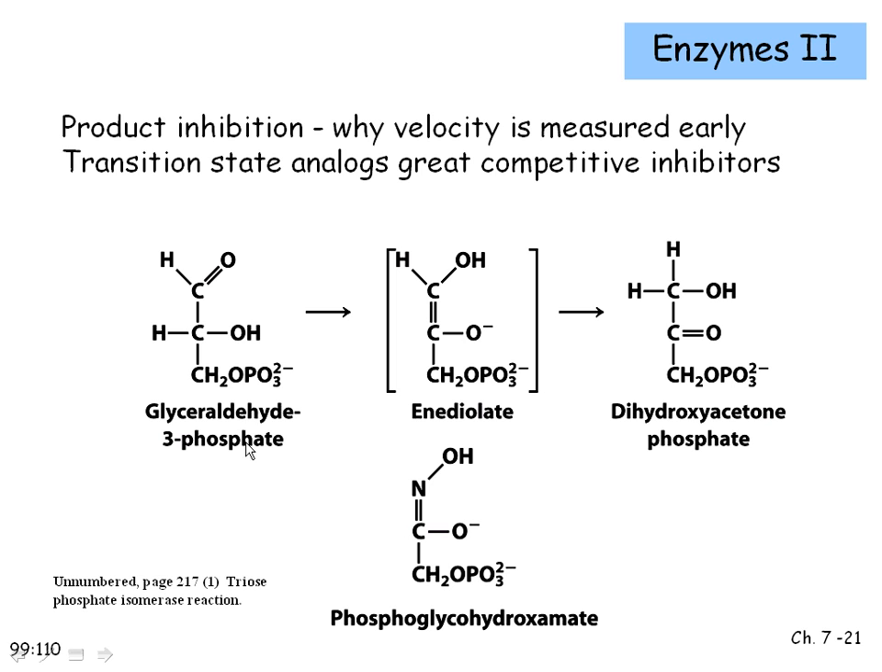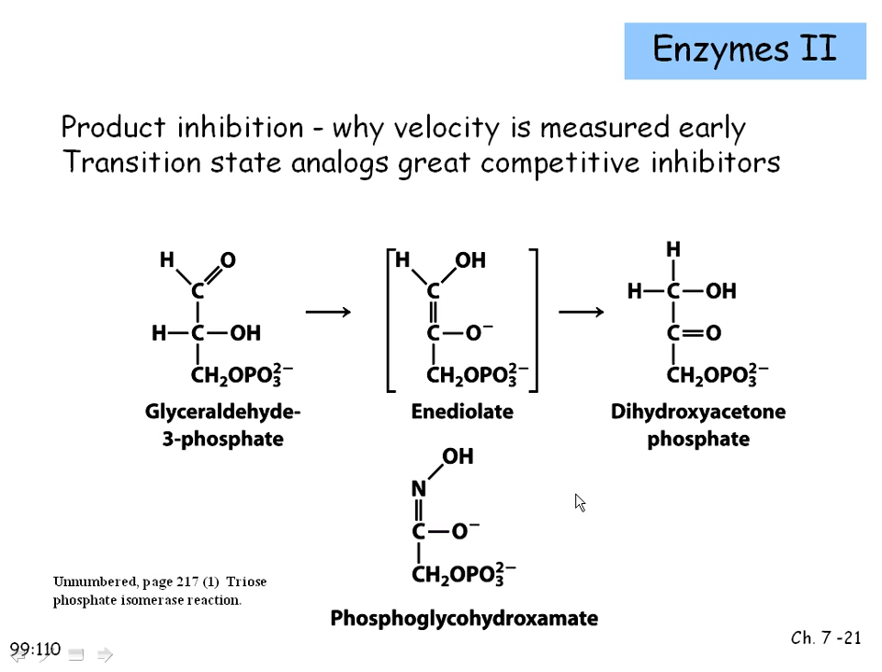And so for this particular one, we looked at the triose phosphate isomerase a little earlier in the hour. Here is glyceraldehyde 3-phosphate, the 3-carbon phosphorylated sugar. Here's the product, the dihydroxyacetone phosphate. This particular reaction goes through an enediolate. So this is the ene, this is the diol intermediate. And here's an inhibitor for it, phosphoglycohydroxamate. And you can see that it looks a lot like the transition state. It doesn't look all that much like either the substrate or like the product.